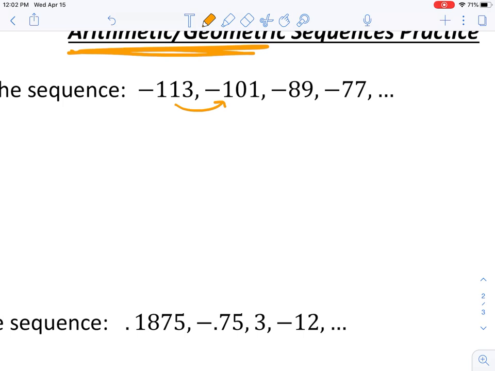So I always check arithmetic first because it's just easier. That would be plus 12. And then I would check in my calculator: negative 101 plus 12. And yes, it is. So this is plus 12, and then plus 12, yes. So plus 12. Therefore, this is arithmetic.